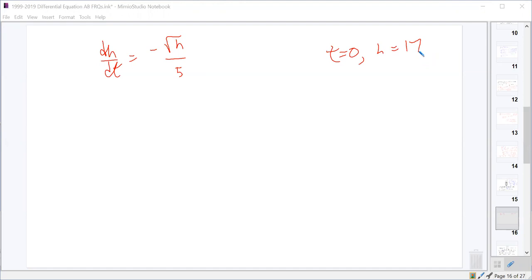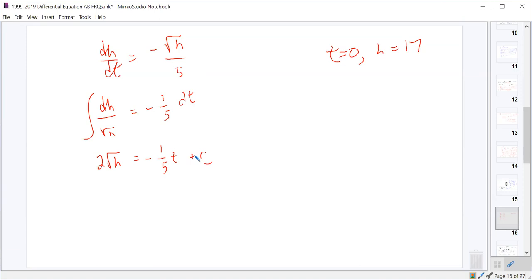So then we'll separate the variables here. Sorry about that. I had to talk to my kid for a second. dh over root h equals negative 1/5 dt. And we'll integrate. dh over root h just becomes 2 root h. Negative 1/5 t plus a constant. And 2 root 17 equals 0 plus c. So our constant is 2 root 17.